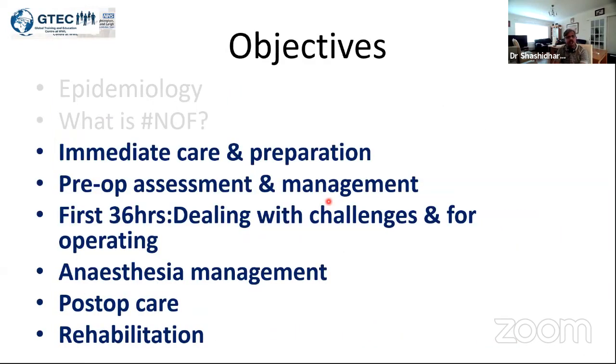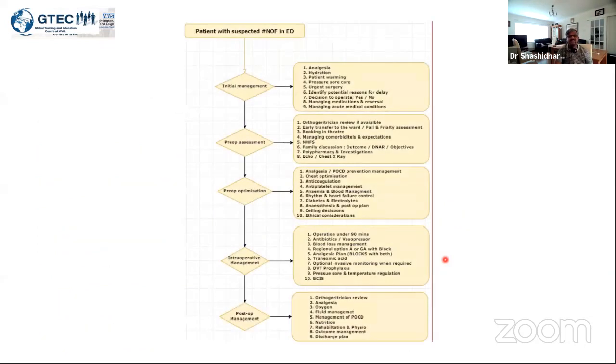So we're going to spend a little bit more time on immediate care and preparation. That's important. Pre-op assessment and management, and the first 36 hours. How are you going to deal with the challenges for operating on these patients? Then a little bit about anesthesia management, post-op care, rehabilitation. So I'm going to take on all these things together. So this is a little bit of a flow chart on what we do.